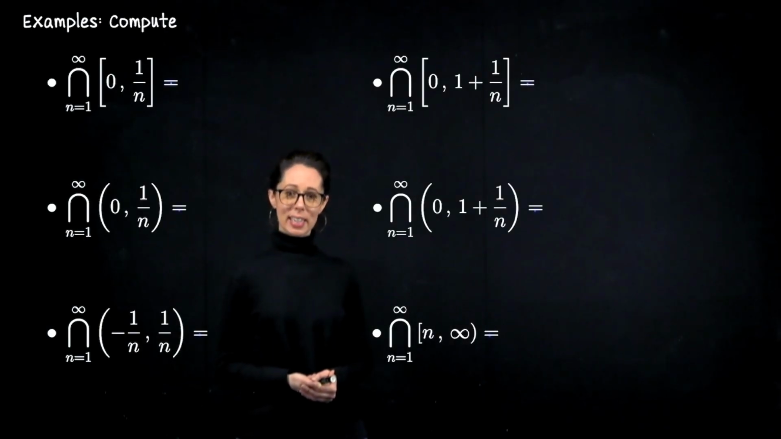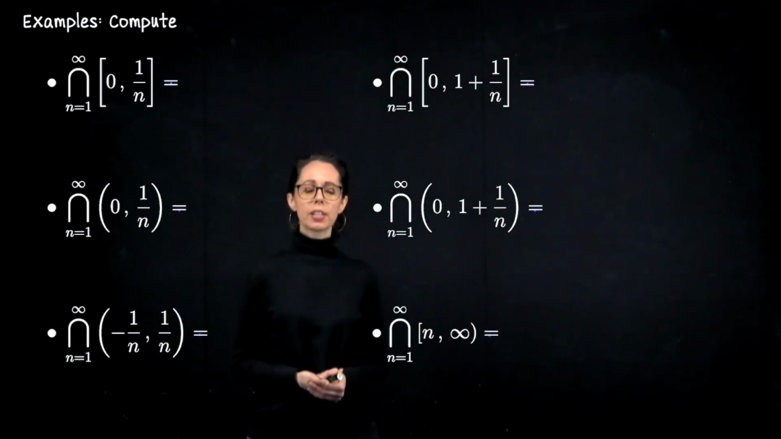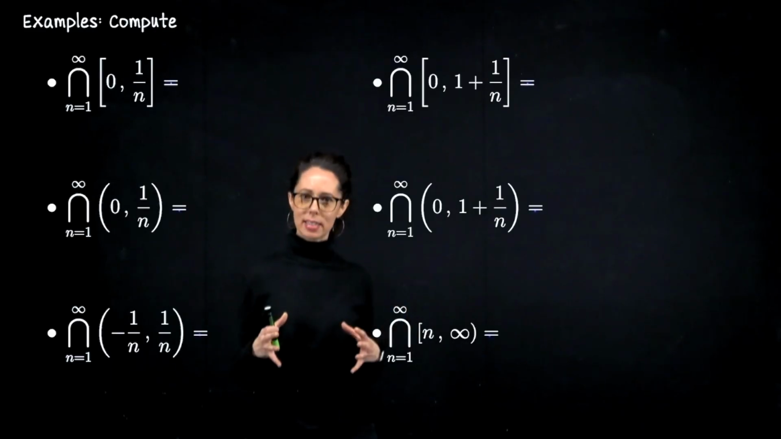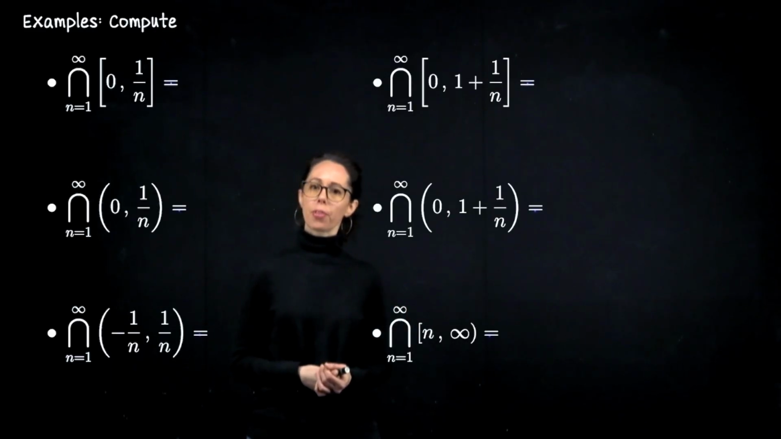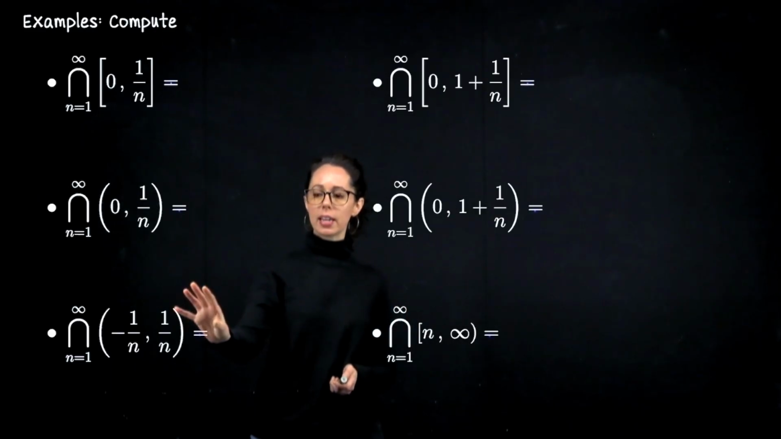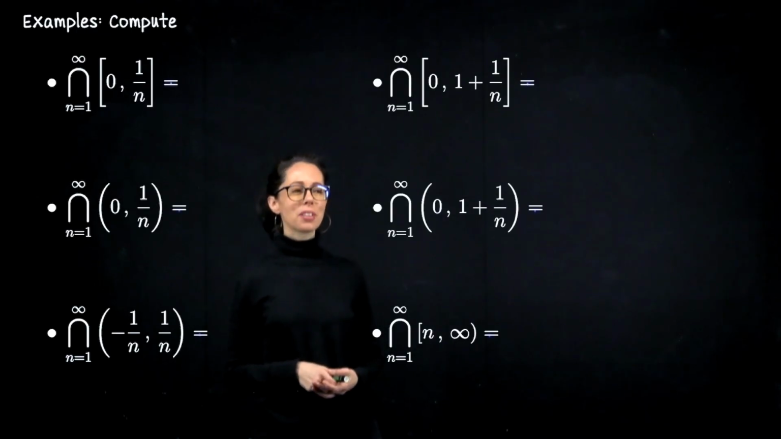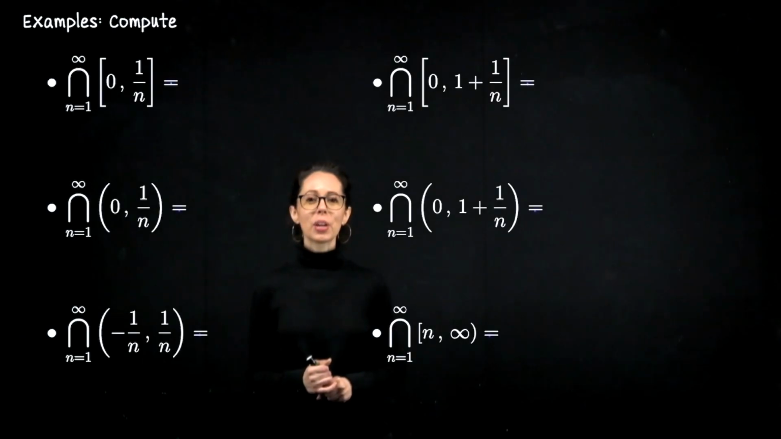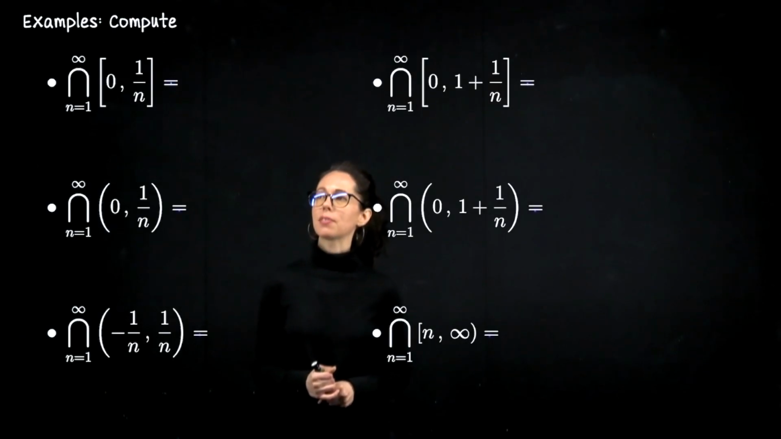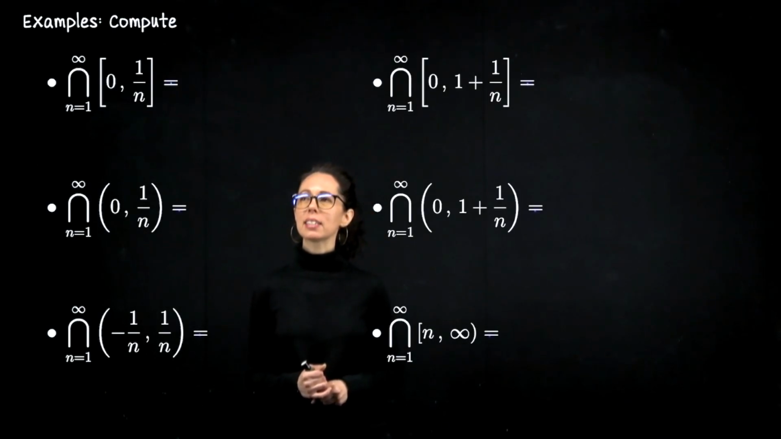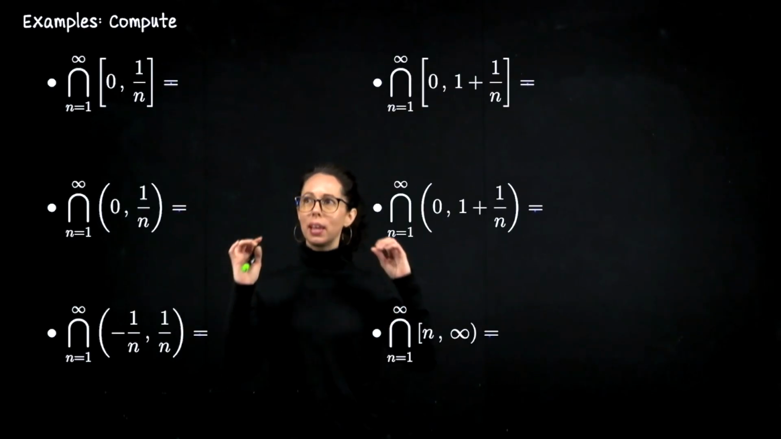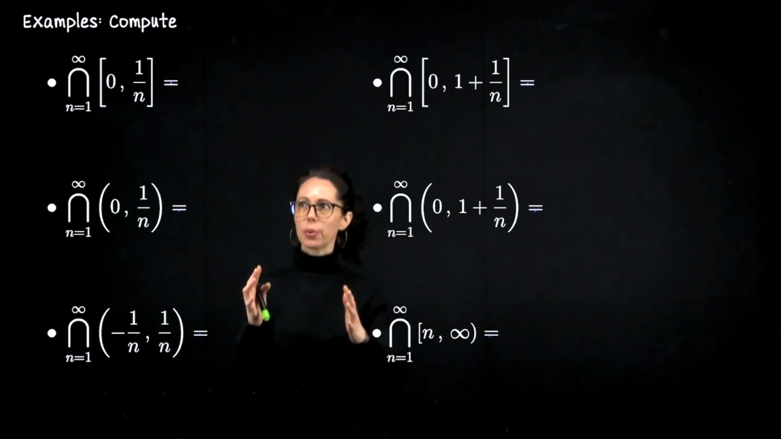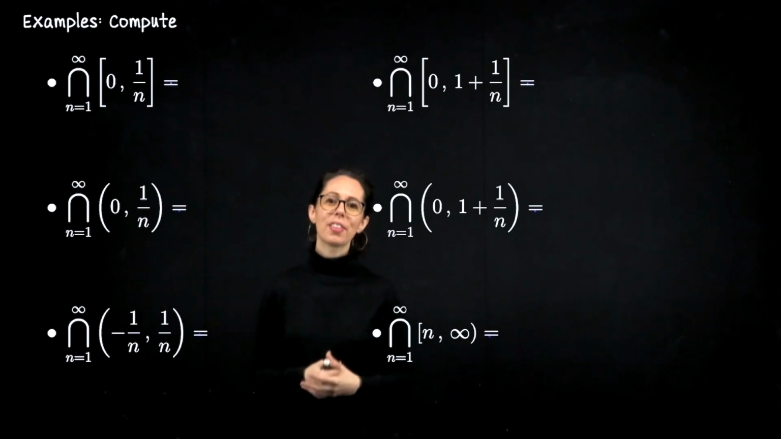Let's wrap up with these 6 examples of computing intersections for families of sets which are nested. Let's do this in 2 groups of 3. So go ahead and pause to work through the left side. Then we will go through that together. Pause again to work through the right side. Starting with this first example in the top left corner of your screen, we are looking at nested sets of the form 0 to 1, 0 to a half, 0 to a third, 0 to a fourth, 0 to a fifth, etc., etc.